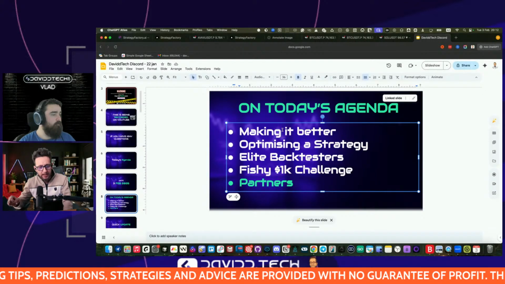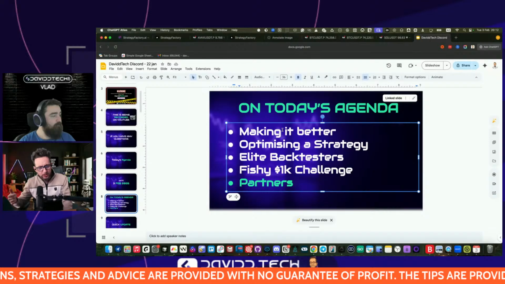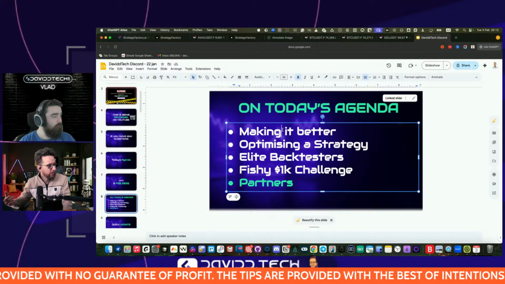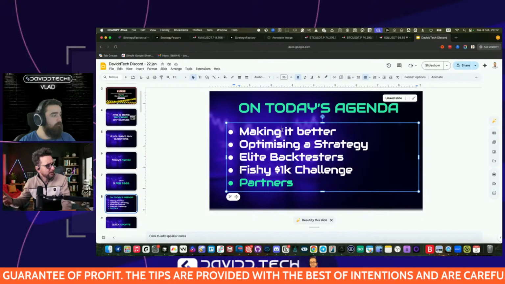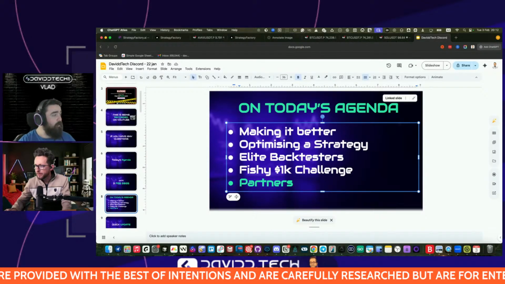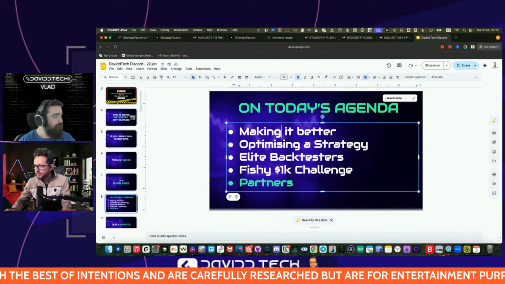Vlad, do we go today, make it better, show the strategy, and do a bit of optimization in the background? We've done already quite a bit of optimization, so maybe we should start with the Elite Backtesters event. What do you think? Sure, and you can optimize in the background if you feel so, and then we can change around however you wish. Fantastic.